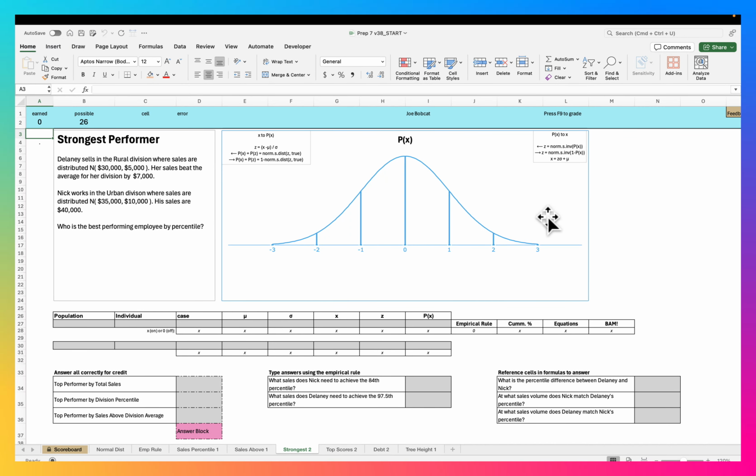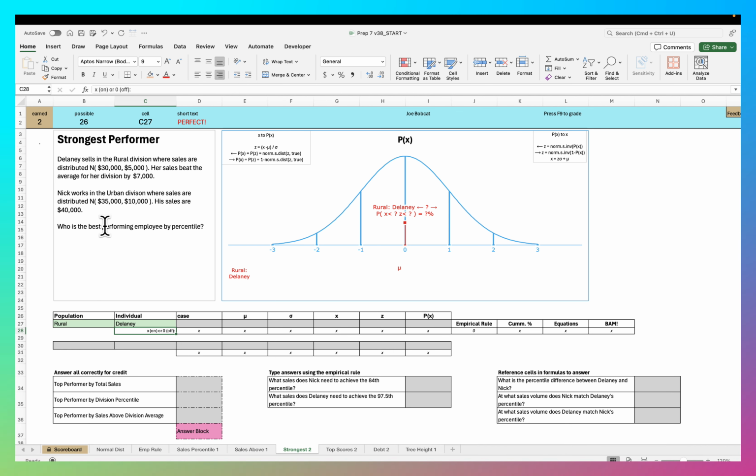So in this tab, we're looking for the strongest performer. We're actually going to be doing a comparison, which is really important because the number one rule in statistics is always comparison. So we have Delaney, who sells in the rural division, where sales are distributed with a mean of 30,000 and a standard deviation of 5,000. So first let's try to figure out the case.